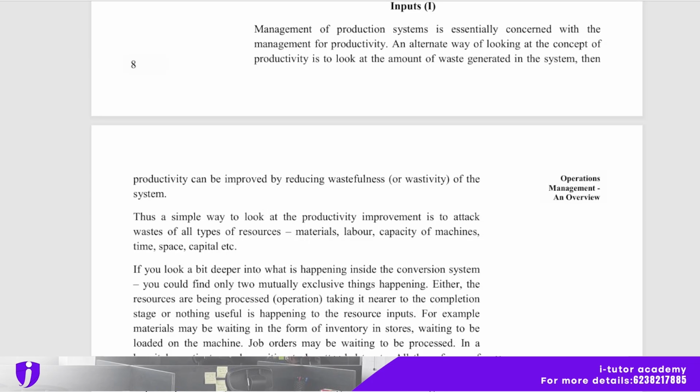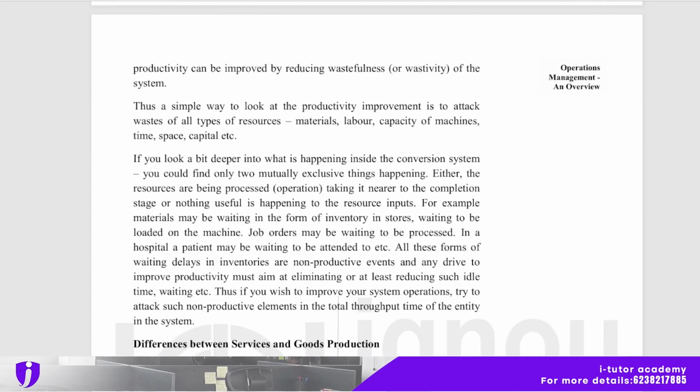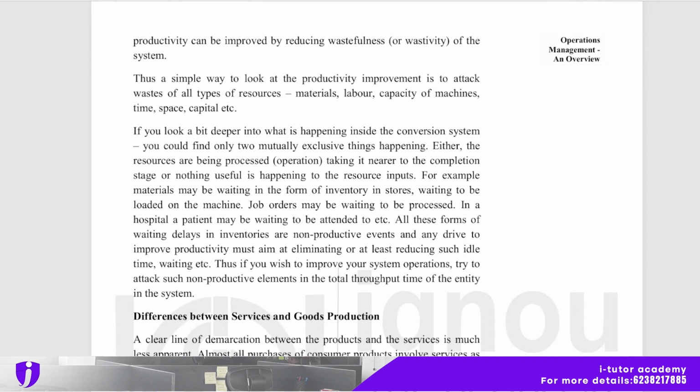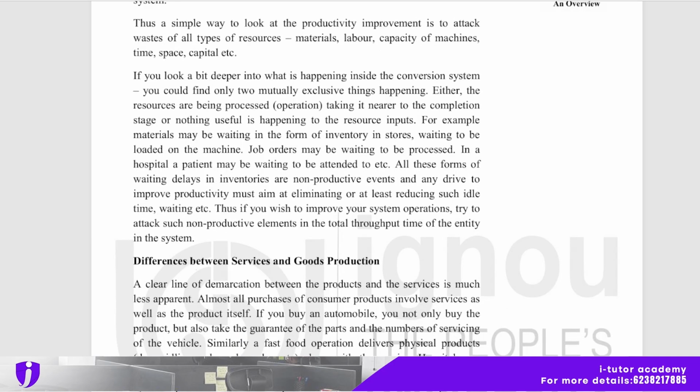An alternate way of looking at the concept of productivity is to look at the amount of waste generated in the system. And then productivity can be improved by reducing wastefulness or wastivity of the system. So a simple way to look at productivity improvement is to attack wastes of all types of resources, that is material, labor, capacity of machine, time, space, capital, etc.